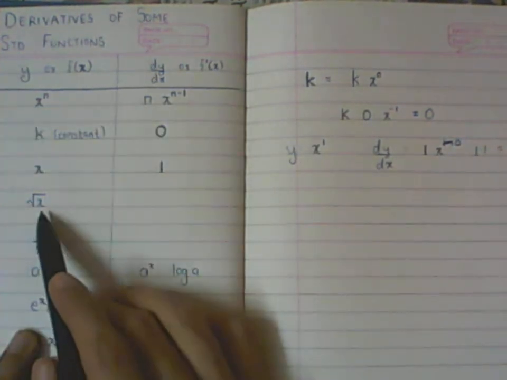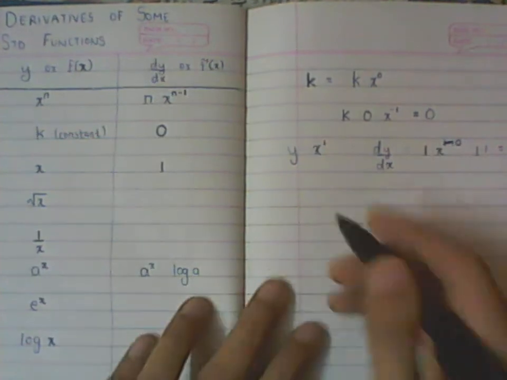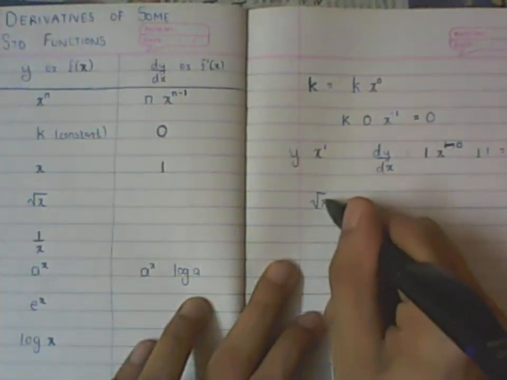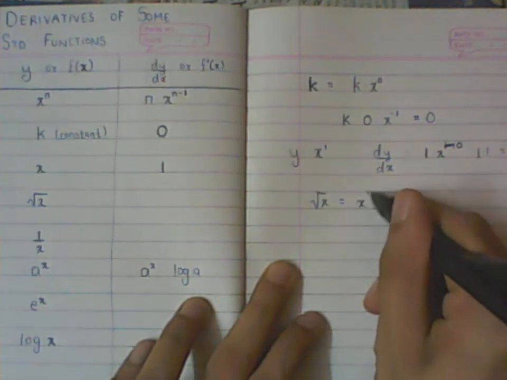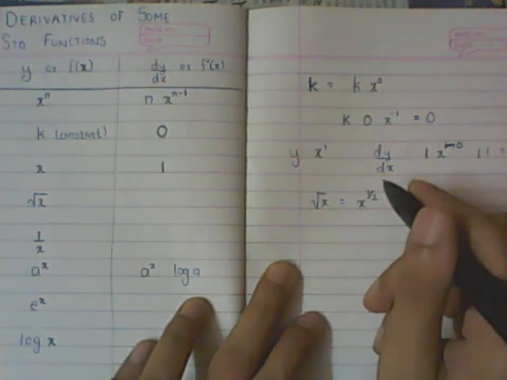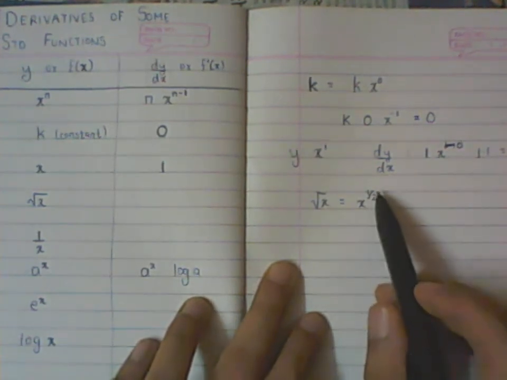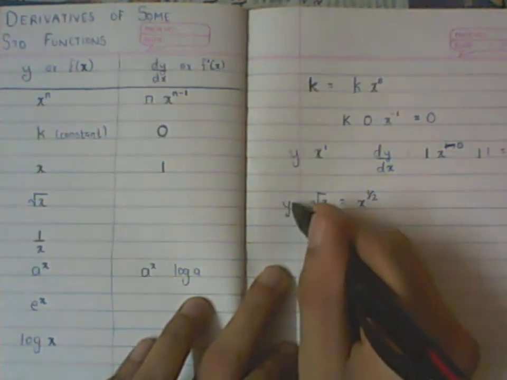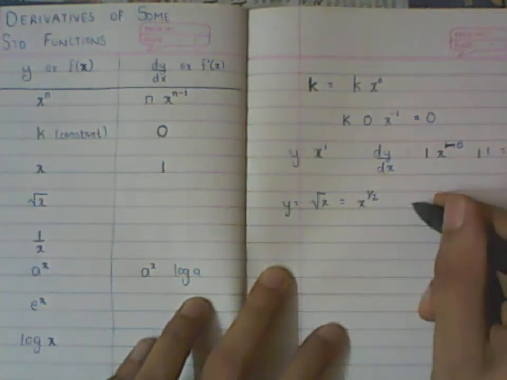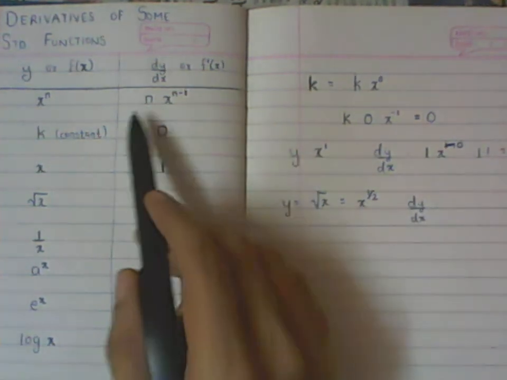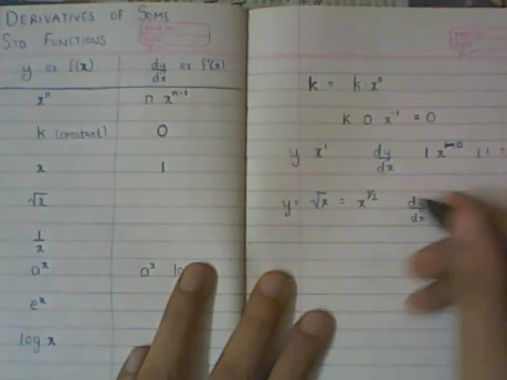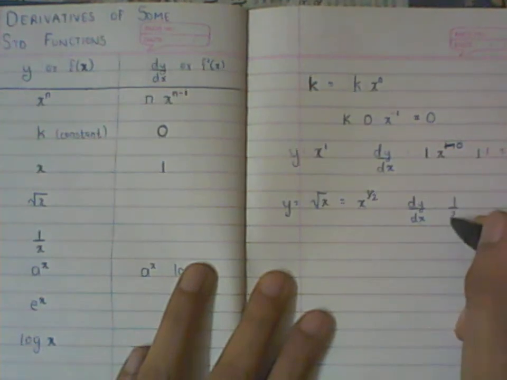The other important derivative is that of square root x. Now square root x can be written as x raised to 1/2, because that's what square root means. It's as good as taking the 1/2 power. So if I say this is my y, then dy by dx will be, again, use the same rule. You take the power outside, so you take this half outside, and then you reduce the power by 1.